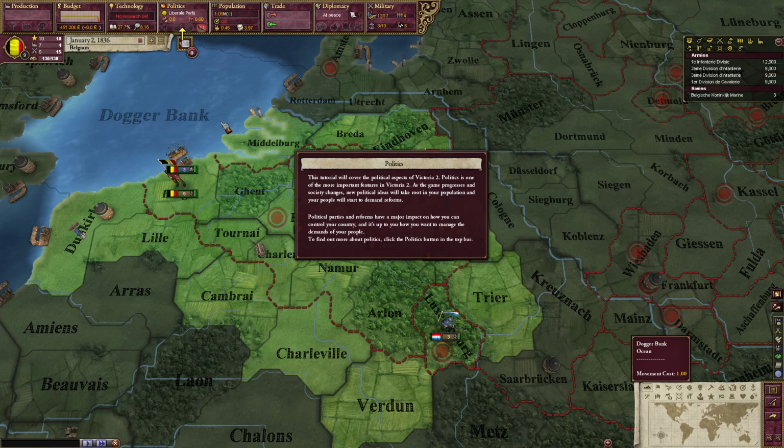This tutorial will cover the political aspects of Victoria 2. Politics is one of the more important features in Victoria 2. As the game progresses and society changes, new political ideas will take root in your population, and your people will start to demand reforms. Political parties and reforms have a major impact on how you can control your country, and it's up to you how you want to manage the demands of your people. To find out more about politics, click the politics button in the top bar.